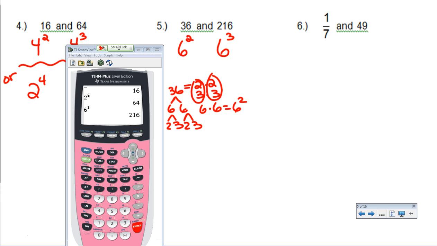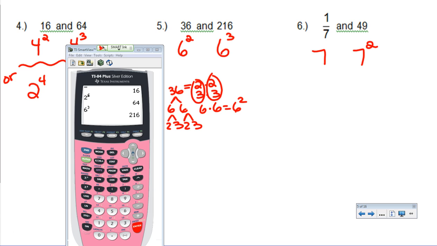Okay, and finally, number 6. All right, we have this funky 1, 7, and 49. Well, I'm going to deal with the 49. 49 is easy. There's only one thing. It's 7 squared. So can I make this a base number of 7? Well, if you notice, we have the right number, but it's in the denominator.